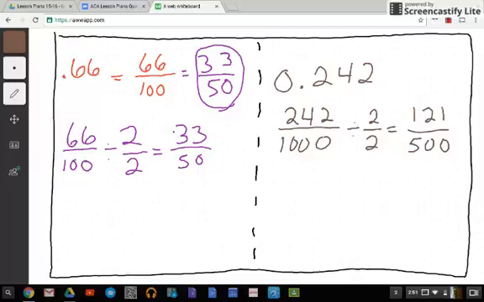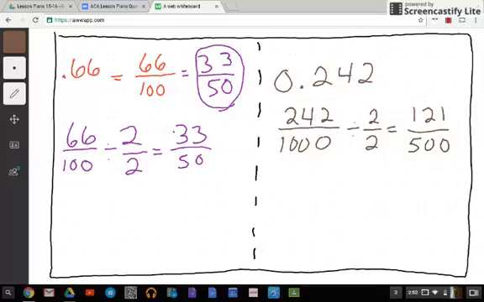Now, 121, I know that it can be divided by 11, because 11 times 11 is 121. But I know 500 cannot be divided by 11. So I'm going to say that this one right here is going to be in simplest form, because 500 could be divided by 10 or 5, but 121 can't be divided by either one of those. So I'm going to say this one's in simplest form. There's not much else we can do to it. So after I put this one in simplest form, there it is.